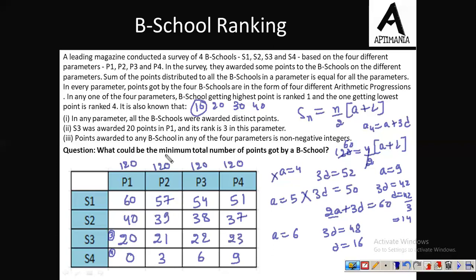Now, what was the question? What could be the minimum total number of points got by the B school? Now the minimum, we have always given the minimum value to the school as 4. So the sum of all these values, the minimum value possible is nothing but 18. So the correct answer to this question is 18.